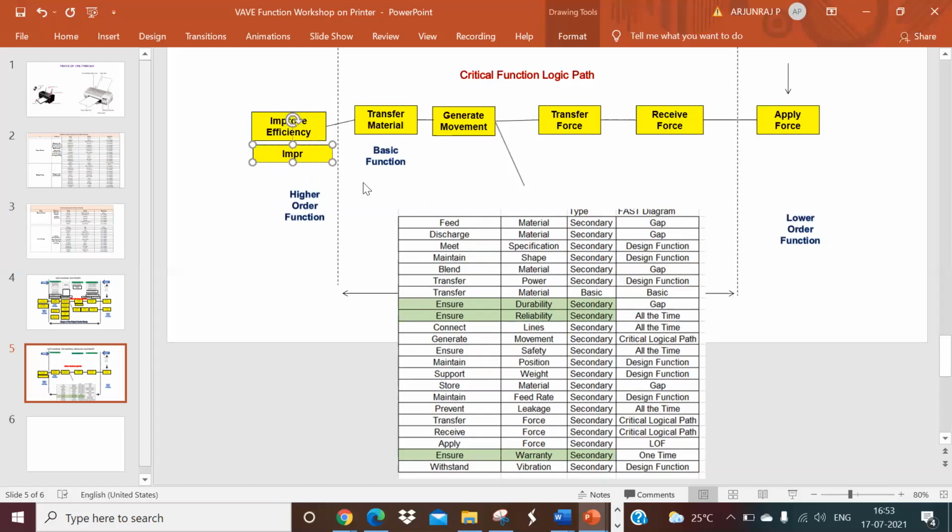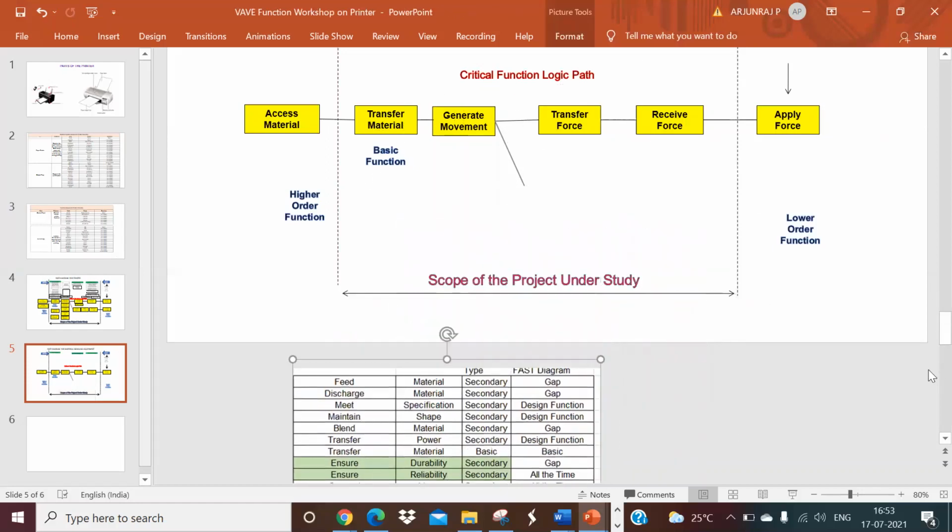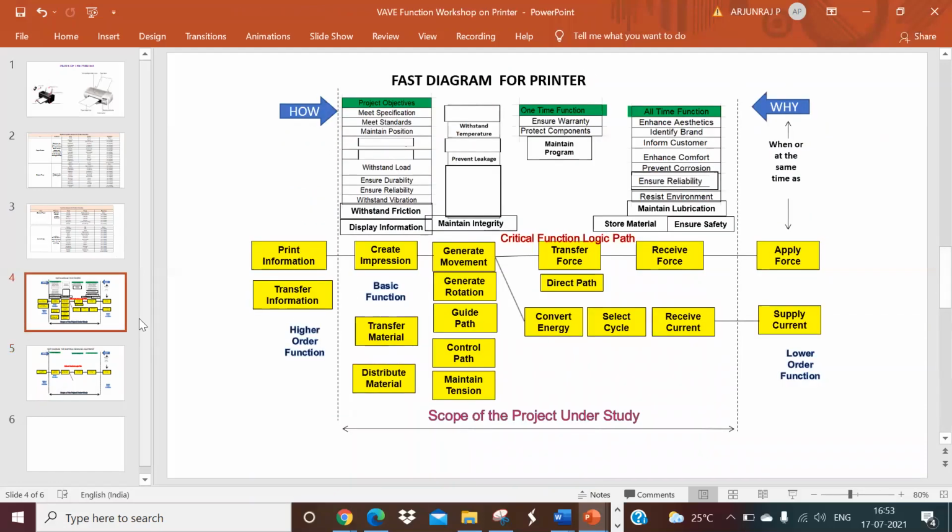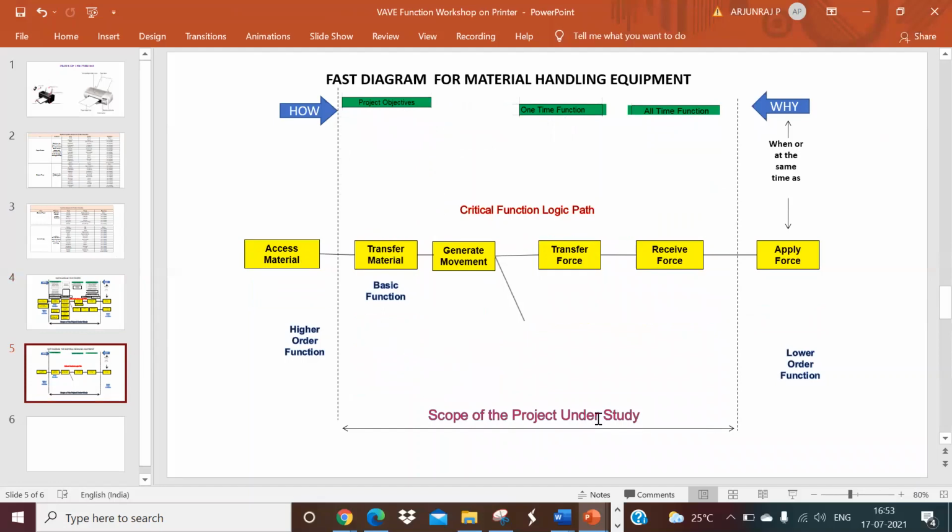We can say access material. If it is in a different stage, we cannot access the material for the grinding. Through transportation, we are getting the material access. But this is out of scope. This is not in your scope. This is a higher order function, for which you are not going to spend money. So your studies should be within this left scope line and right scope line. Now you need to fill these things. That we'll do now.